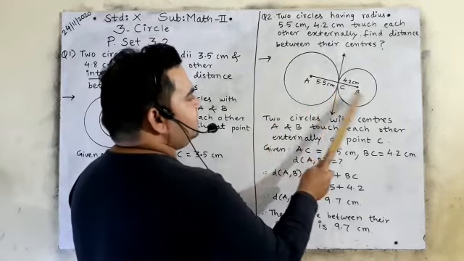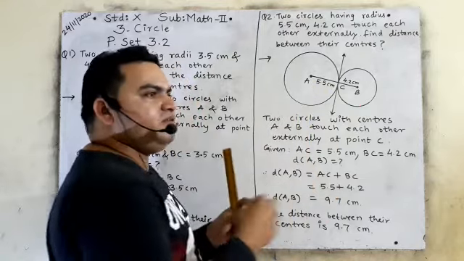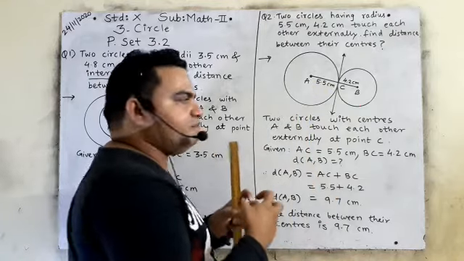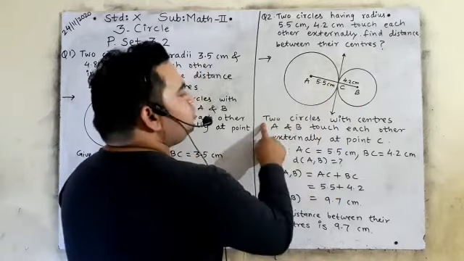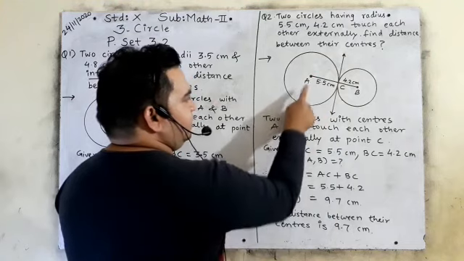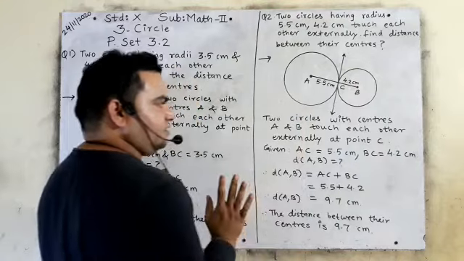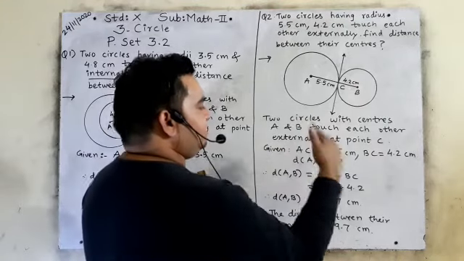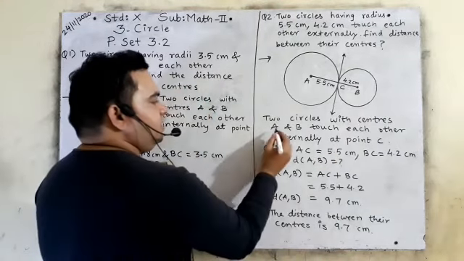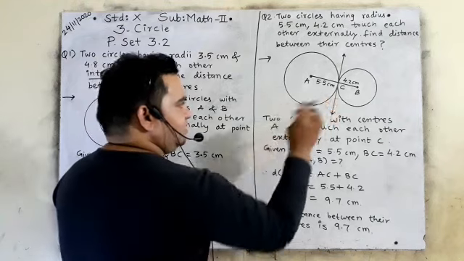Now I will draw the rough figure. I will show A, B, C only, because I will keep my same letters. Two circles with centers A and B. A is the center of the bigger circle, B is the center of the smaller circle. They touch each other externally at point C.